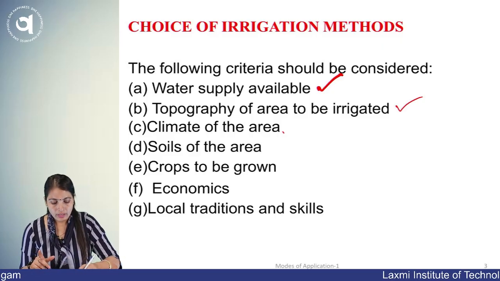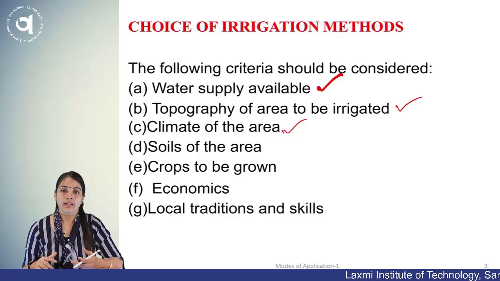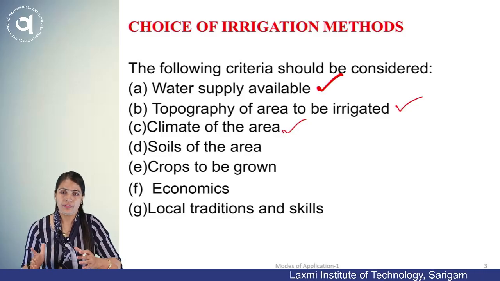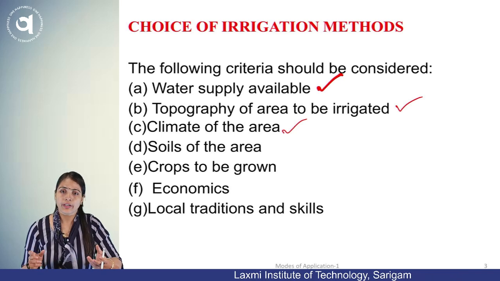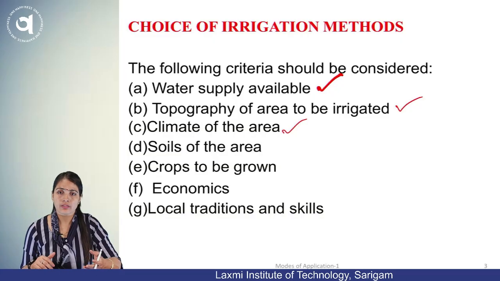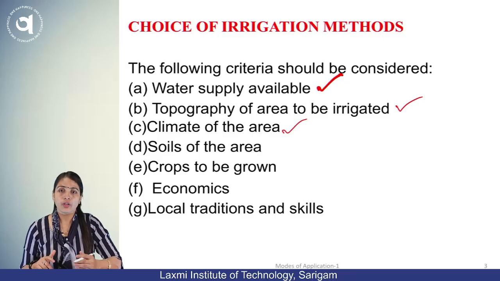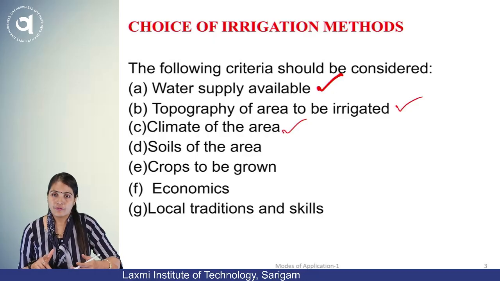Then climate, same for the climate. If your climate is hot, like in Rajasthan or other hot regions in our country itself, then what should we adapt? If you go for sprinkler irrigation, what happens? Due to the hot temperature, the water will evaporate fast, and the crop requirement will not be satisfied. So here we will adapt surface irrigation methods, okay, or subsurface irrigation methods.